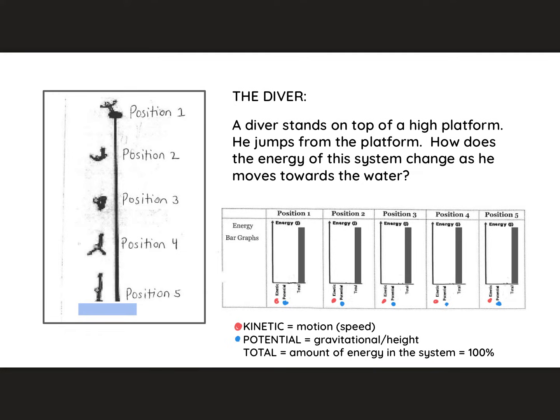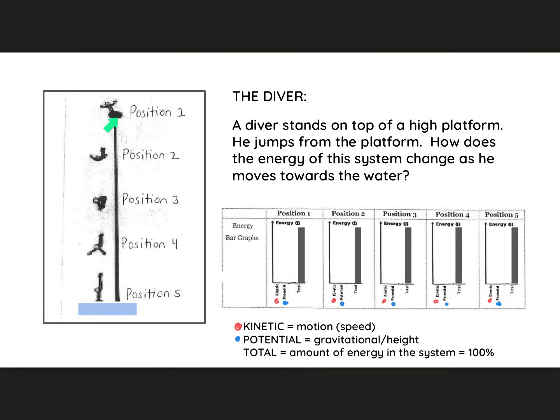Energy transfer diagrams are a great way to illustrate the different forms of energy and how they are converted in a situation. So let's take this example. Here we have a diver. The diver is standing on top of a high platform. The diver jumps. So how do you think the energy in this system is going to change as the diver moves towards the water? Well, let's consider the types of energy that are involved.